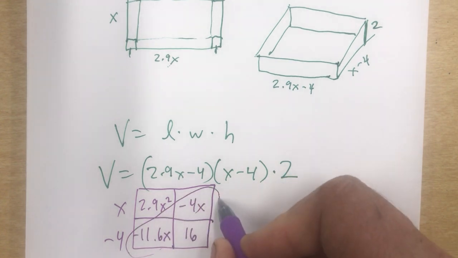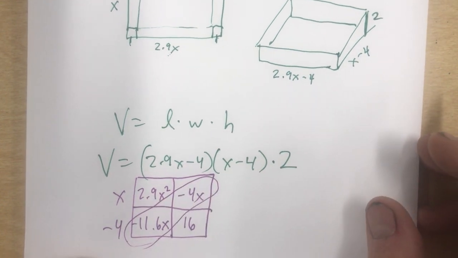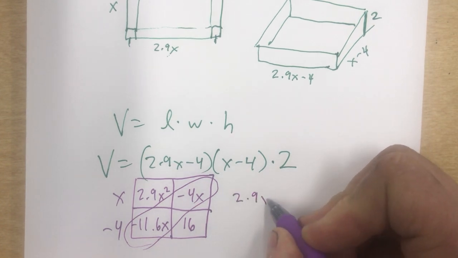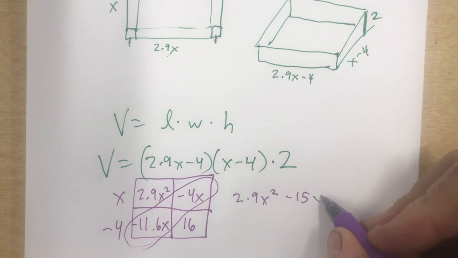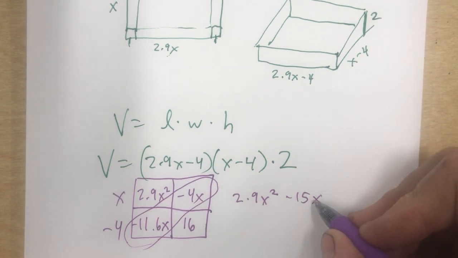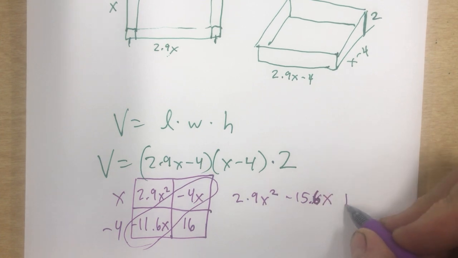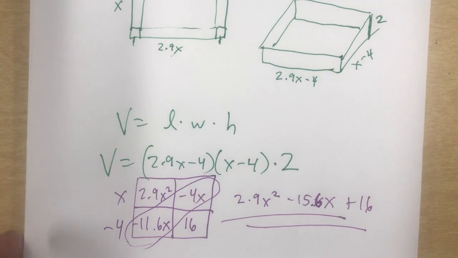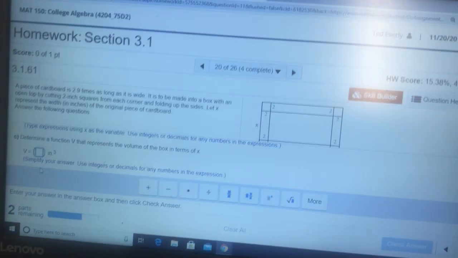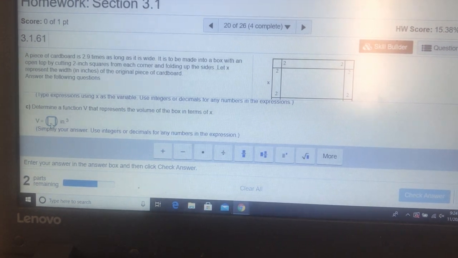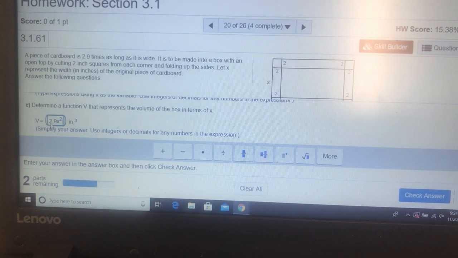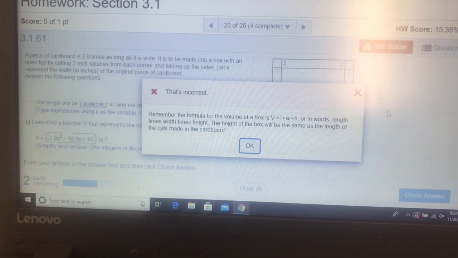All right, and then I like doing the box because, see, afterwards these two go together. You put the right things together. And so I'm getting this, 2.9x squared minus 15, I'm sorry, 15.6x plus 16. That should be my volume right there. Okay. Bring it in here. I'm going to plug it in this box here. So I've got 2.9x squared minus 15.6x plus 16. Okay. Oh man, what did I do wrong here?